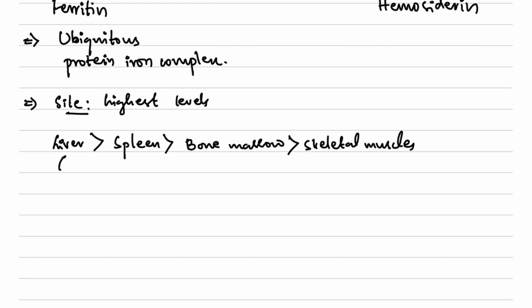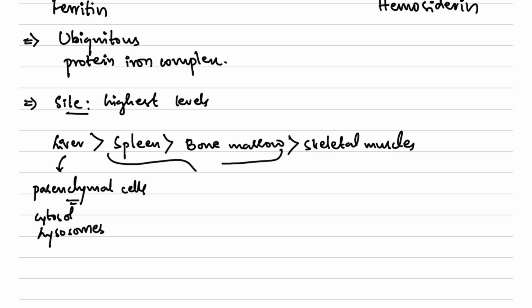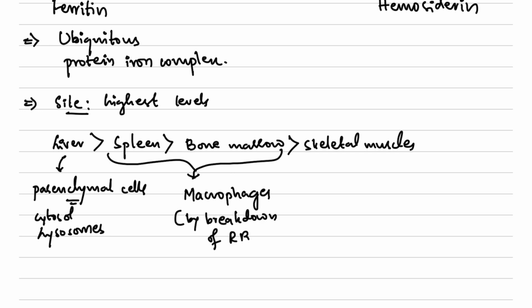And in the liver, where is it stored? It is stored in the parenchyma, liver parenchymal cells, in the cytosol as well as the lysosomes. This is the basic cellular level. In the spleen and the bone marrow, it is stored inside macrophages. Why macrophages? Because they are the ones that are breaking down the RBCs. So macrophages, followed by skeletal muscles.